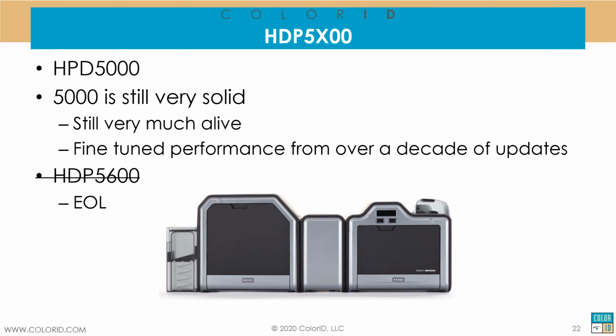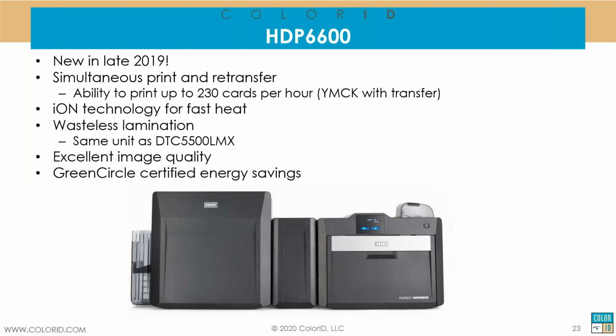So if you want this form factor in a printer, you see the printer on the right, flipper module in the middle, and the laminator on the left. You can, with a couple screws, take each of those pieces off and move them around or reassemble them. It's a pretty slick system. The new printer that replaced the 5600 is the 6600.